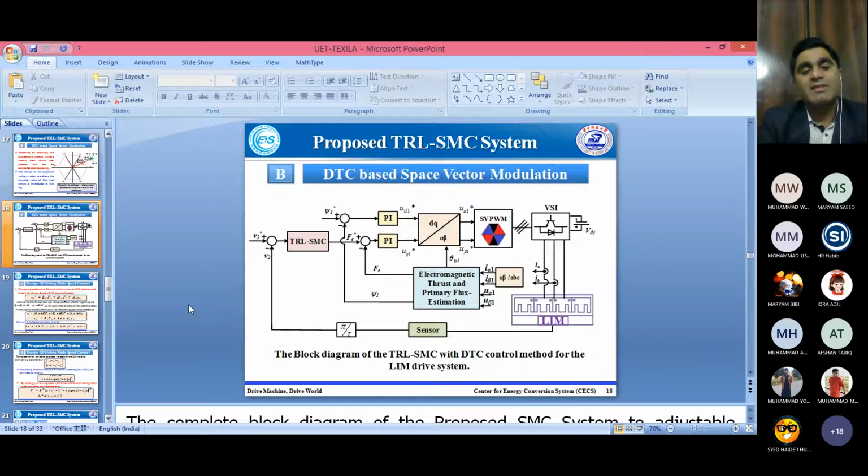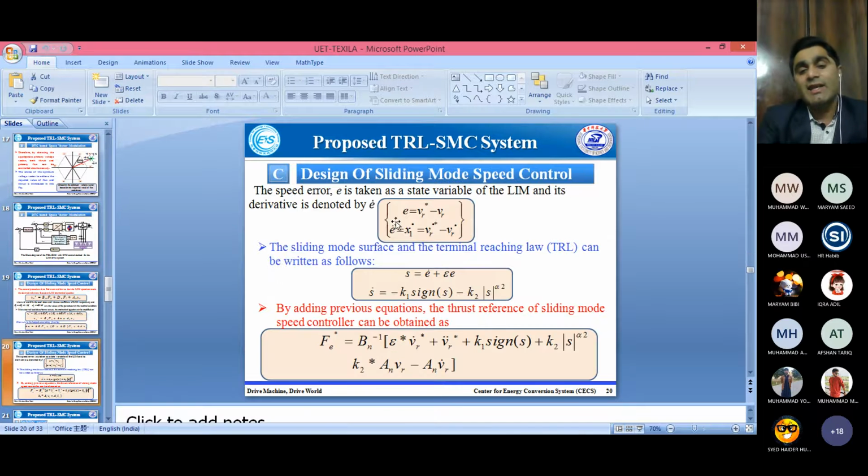So we design the sliding mode control as a function of the error. The error would be here, and this sliding mode control regulates this error. So how do we design it? We can define the error equal to the reference speed minus the actual speed. Now we are taking the derivative of this error.